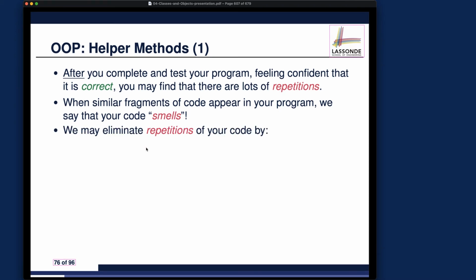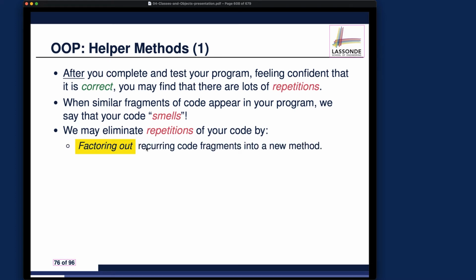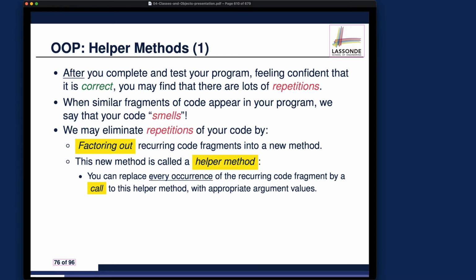We may eliminate repetitions in your code by factoring out a recurring code fragment into a new method. Basically, identify where this common piece of code appears in multiple places in your code, and put this piece of common code into a separate helper method. Then, how would you deal with the existing repetition? The new method is called a helper method, and you want to replace every occurrence of the recurring code by calling this helper method.